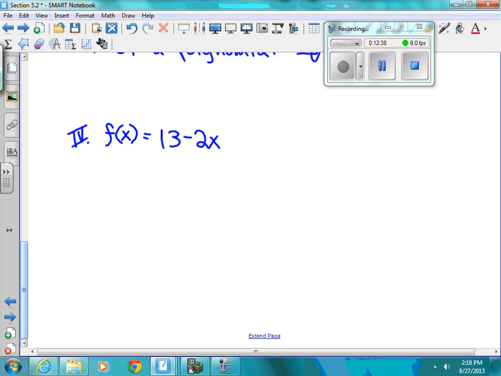You try this last one. Tell me if it is or is not. Unfortunately, if you like having an easier problem, or I should say less to write, this is a polynomial. So, why is it a polynomial? I have a constant term. I have one variable term. The variable term has a positive 1 as the exponent. I'm good to go. It's a polynomial.